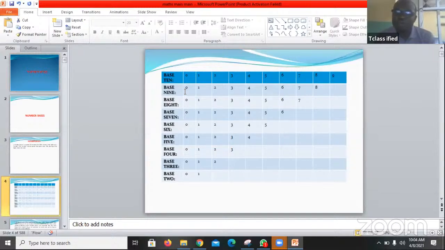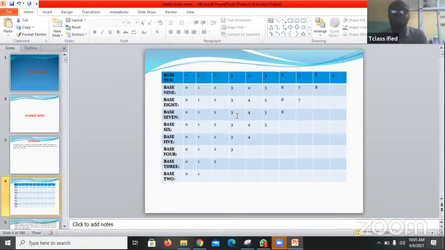Like here, if you're working on base 9, you don't need to see 9 in the number collections. If you're working on base 8, you don't need to see 8. You only see numbers lesser than 8 to 0. If you're working on base 6, you only see numbers lesser than 6 to 0. If you're working on base 7, you see numbers lesser than 7 to 0, which is from 6 to 0. So take note.